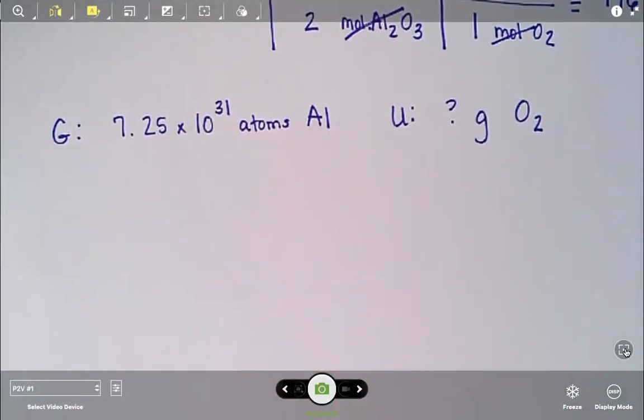You have to use a mole ratio somewhere. It's up to you to determine where that is. Go, smart kids. Use your brains. Make a plan. See if it works.